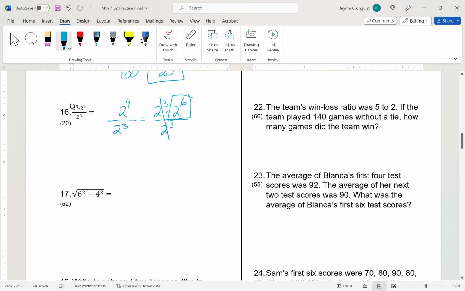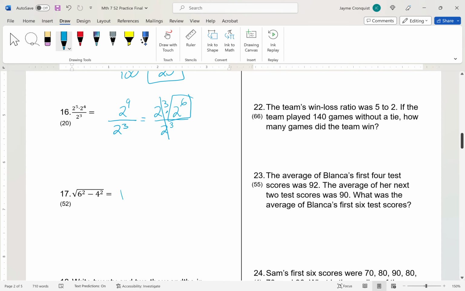Okay, that's a slightly different way than I've shown you before, but I think it's a little bit easier for you to understand. Alright, the other way to do this would be that you could write out all the 2's. Write out 9 2's and write out 3 2's and cross off the 3 2's, and you'll be left with 6 2's. So it's your choice how you want to do this, but this is a convenient way to do it, and I think pretty straightforward for you.